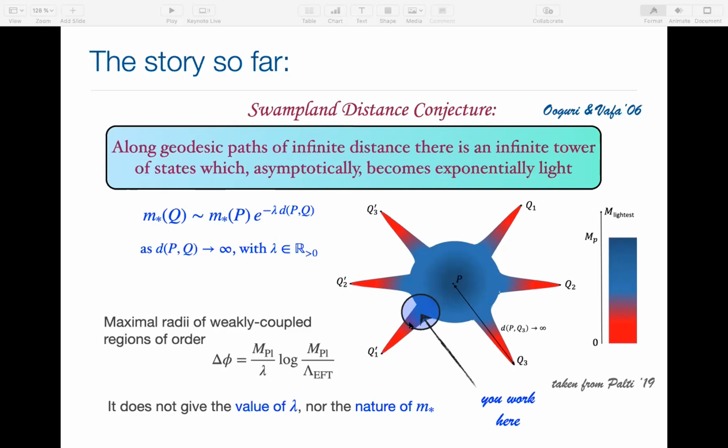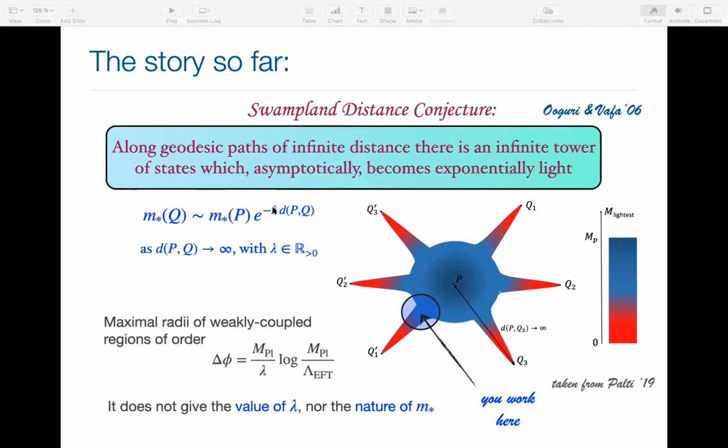Because actually these things happen very often when we are in a weakly coupled region. We say, okay, we can do perturbative physics here. I want to do some, I don't know, models of large field string inflation and go over large excursions. And then all of a sudden, what this conjecture tells you is that the maximal size that you are allowed to think of in terms of your effective field theory is given by this quantity. So we see exponential decay in proper distance that is characterized by some real positive number lambda.